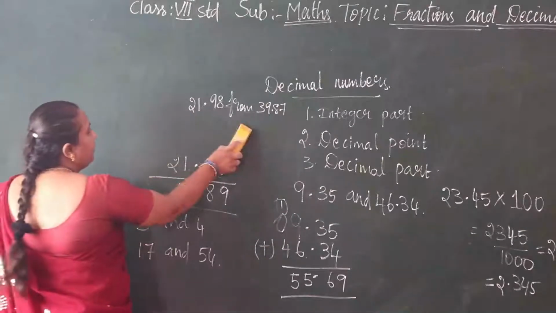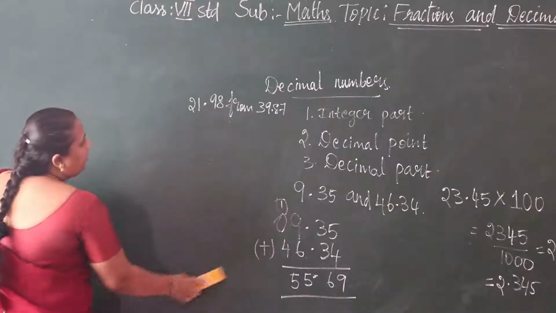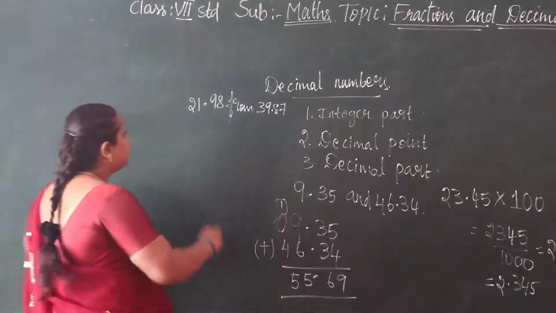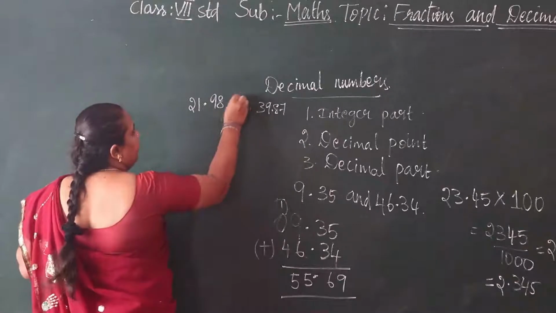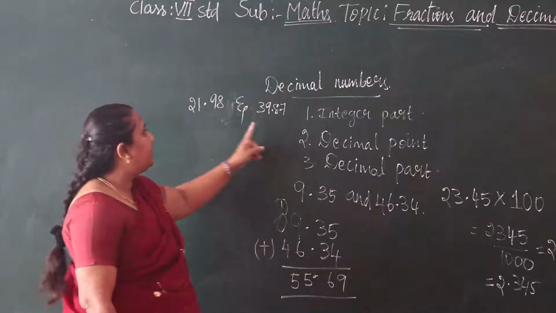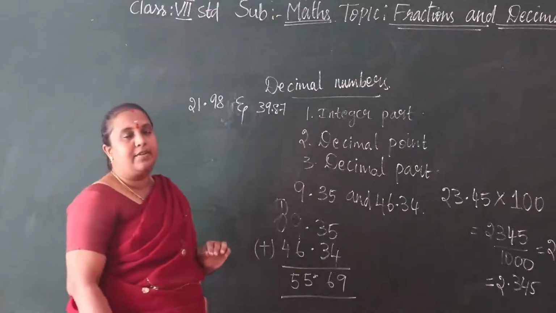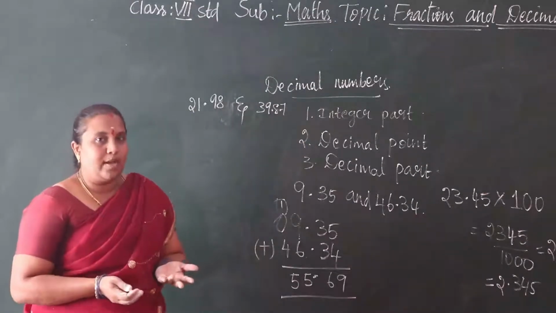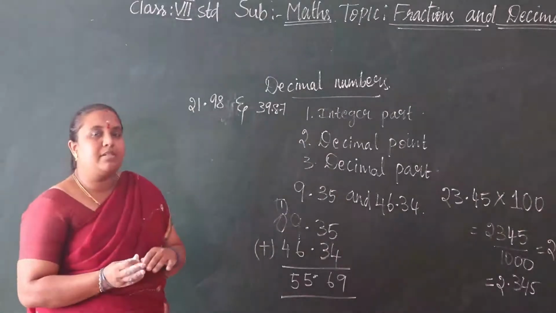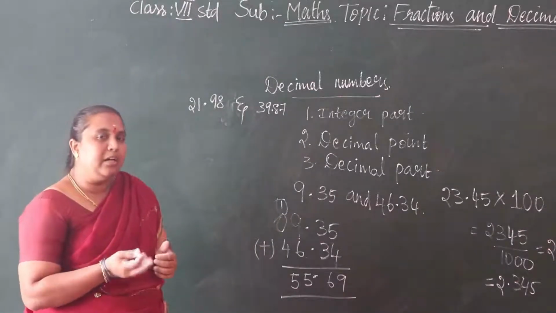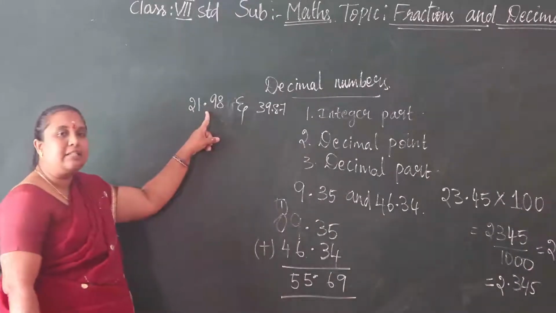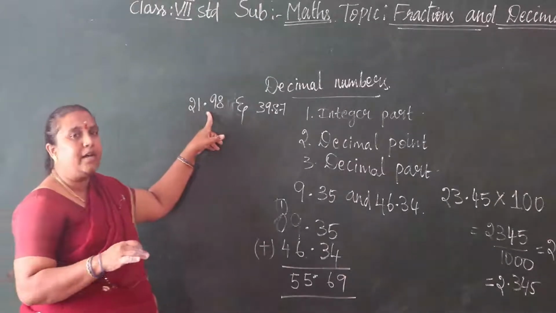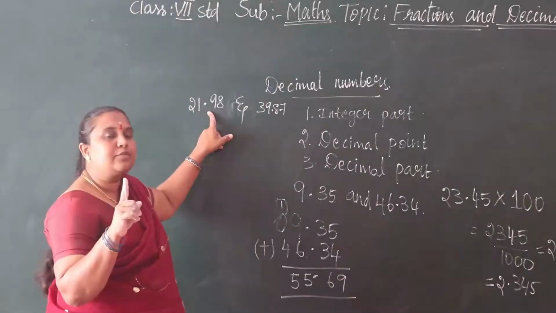Comparing decimal numbers. We can compare these two numbers, 21.98 and 39.87. First we can change these into whole numbers and then compare, or do it otherwise. To convert into whole numbers, that is integers, we want to remove the decimal point. How to remove it? We multiply by 1 followed by zeros.